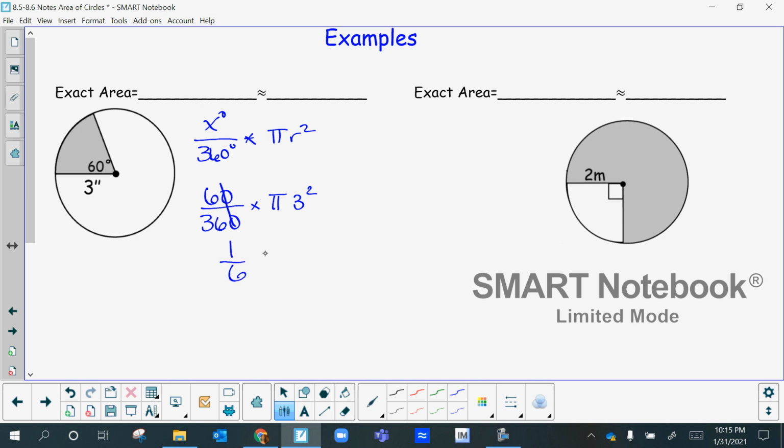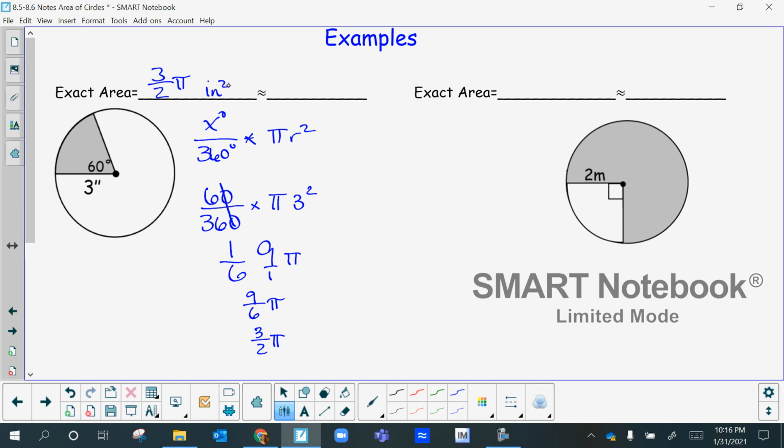I'm going to move this out in front, which is 9, and then pi. How do we make that as a fraction? Pretend that's over 1, so it's 9 over 6 pi, and then that gets reduced because 3 goes into both of those. 3 over 2 pi. So the exact area of this shaded region right here, that sector, is 3 over 2 pi. Okay, that's the exact measure, and this is in inches, so you could say square inches.